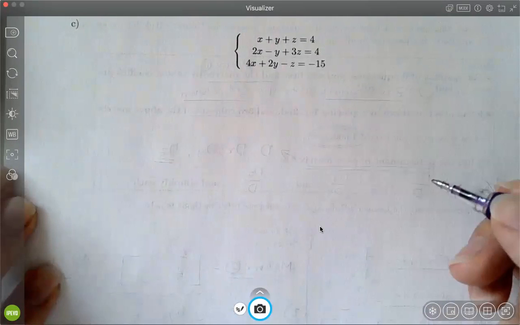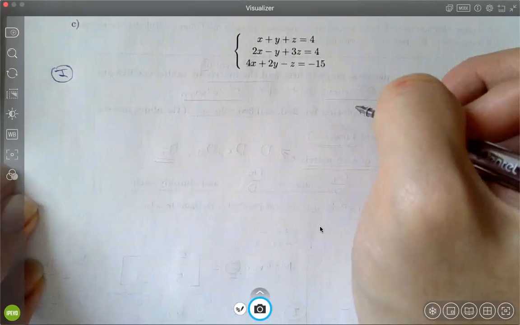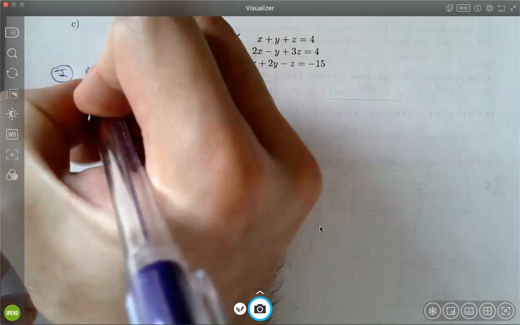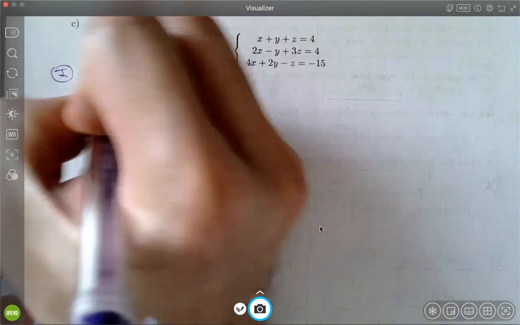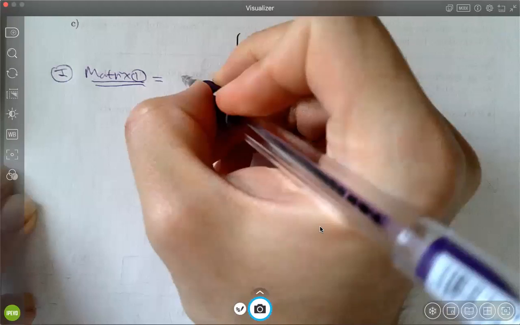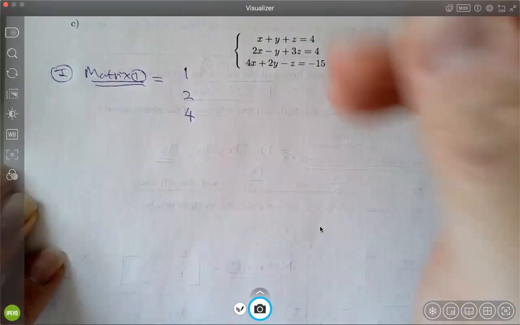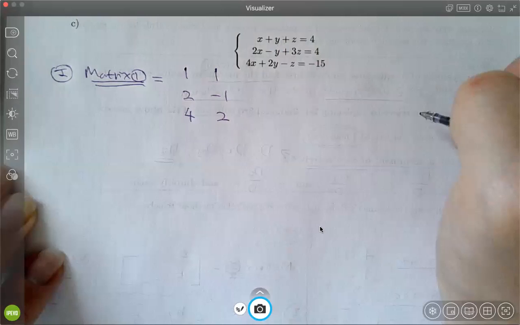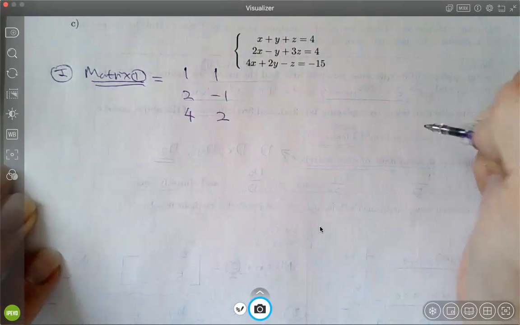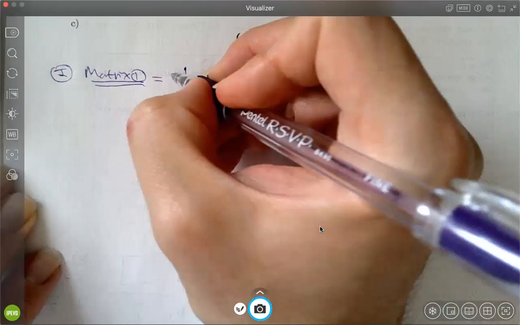So matrix number 1. Here, the first column is the x coefficients, so that means 1, 2, 4. The second column is the y coefficients, so 1, negative 1, and 2. The third column is the z coefficients, so 1, 3, and negative 1. So there we go, we have a 3 by 3 matrix.